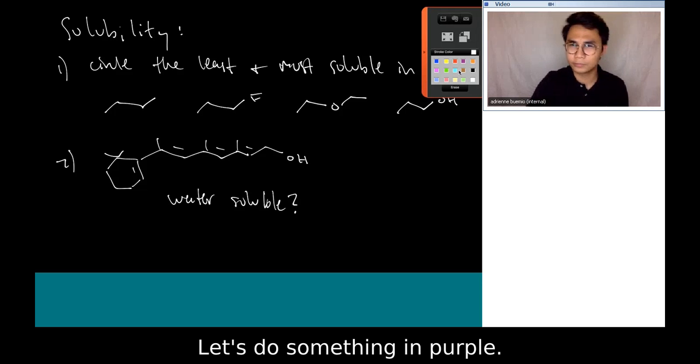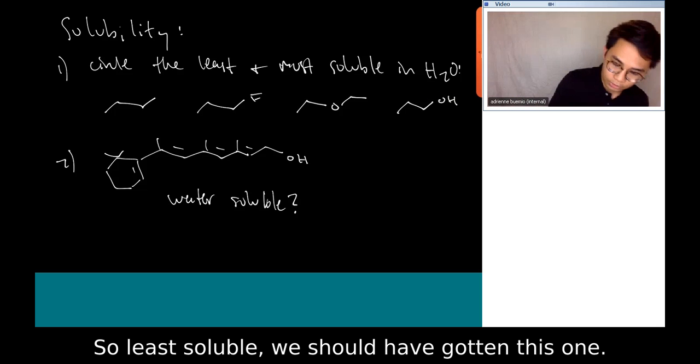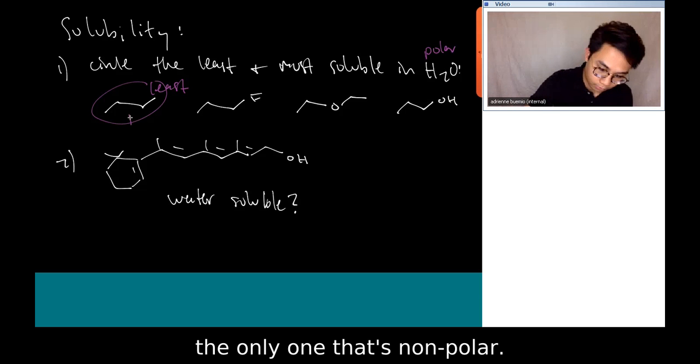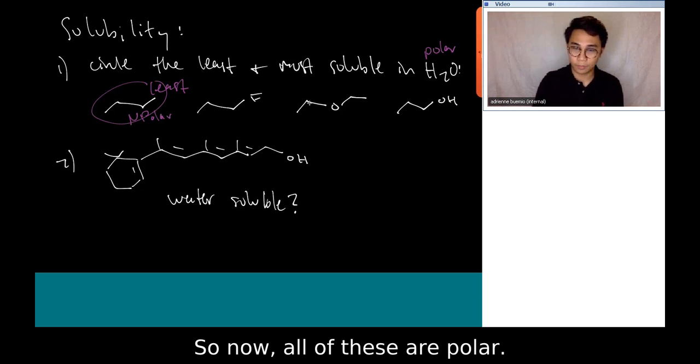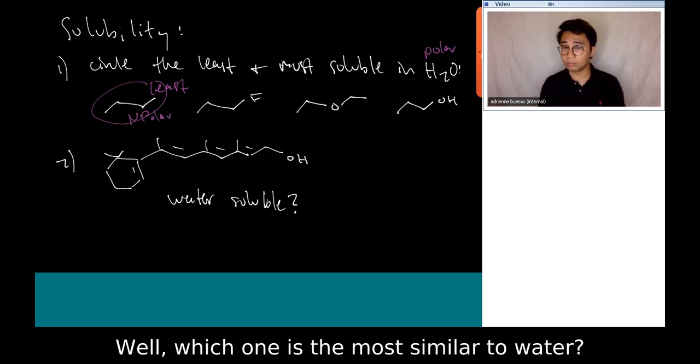Okay, let's do something with purple. So least soluble, we should have gotten this one, and why? H2O we said is polar, and this is the only one that's non-polar, right? Non-polar. So it's not even going to dissolve in that. So now all of these are polar. So how do we decide which one's the most soluble? Well, which one is the most similar to water?